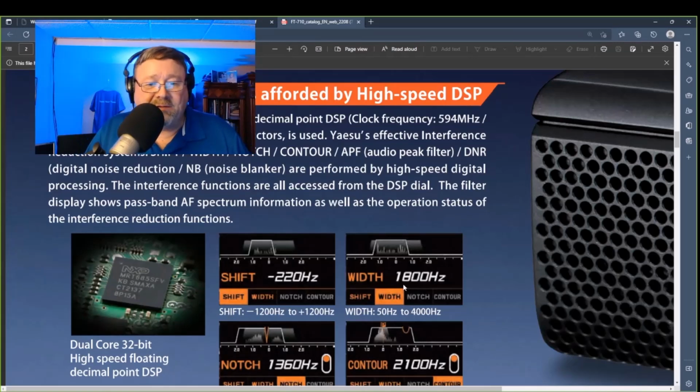So, and you saw in that list, Mr. Sherwood, in his lab test, put the FT710 one notch below the FT-DX10. They were very, very neck and neck. There were just a couple of categories that caused the FT-710 to slip in just below the FT-DX10.